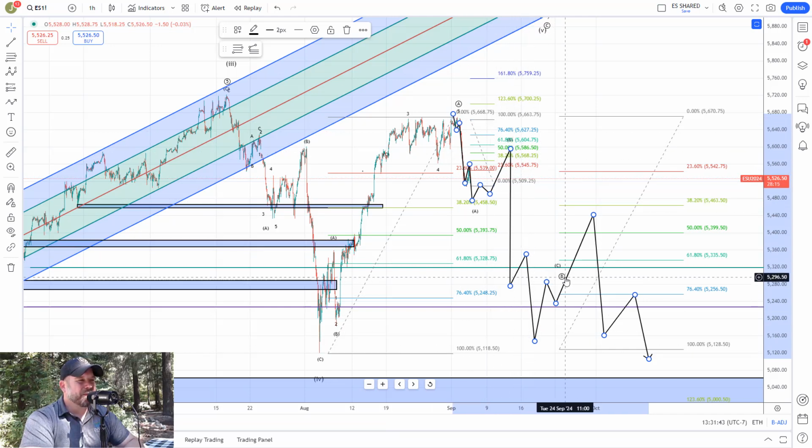Otherwise, we would expect the B wave to hold again in that 5350 area or so, and then push higher up towards 5850 to complete wave 5.